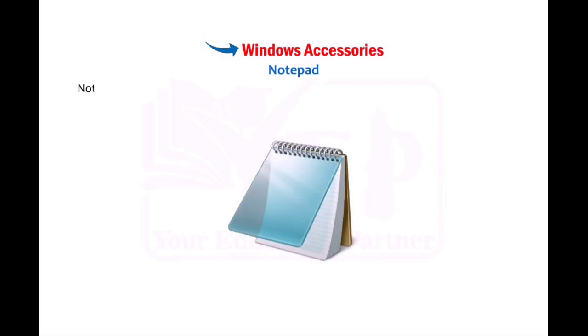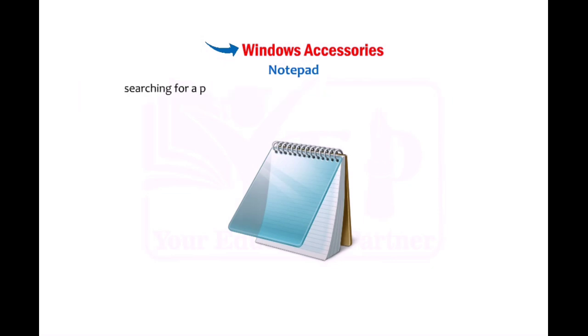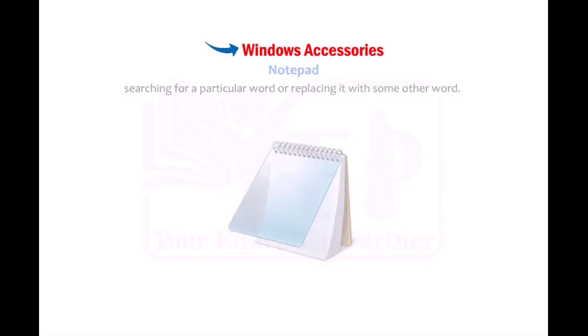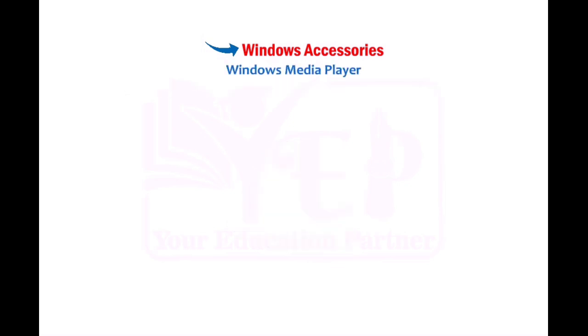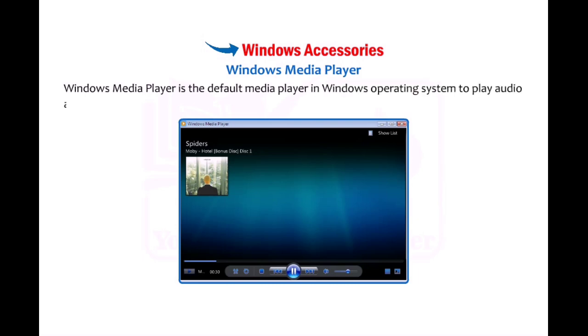Notepad. Notepad is a simple text editor in which we can create text documents and apply simple formatting such as changing the font style of the text, searching for a particular word, or replacing it with some other word. Windows Media Player. Windows Media Player is the default media player in Windows operating system to play audio and video files and to view images.